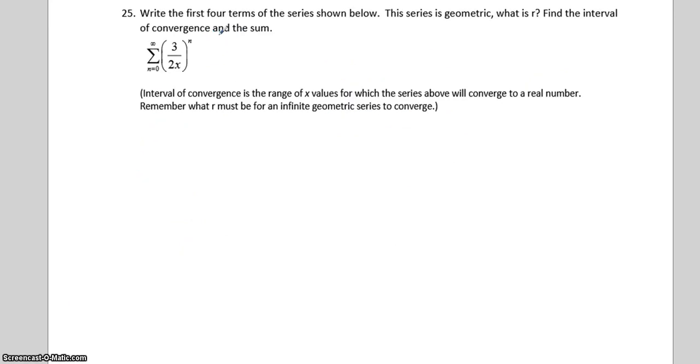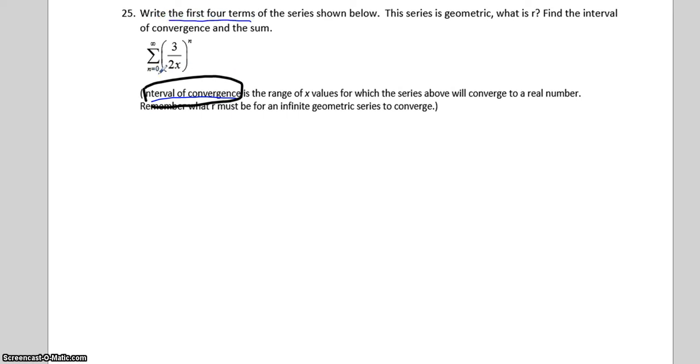Okay, number 25. Kind of a scary looking problem. We did this at the very end of the sequences and series, where we talked about this idea of interval of convergence. I think it threw a number of people, but hopefully we'll see that it's not nearly as bad as we think. So the first part of this problem is pretty straightforward. Write out the first 4 terms of the sequence.